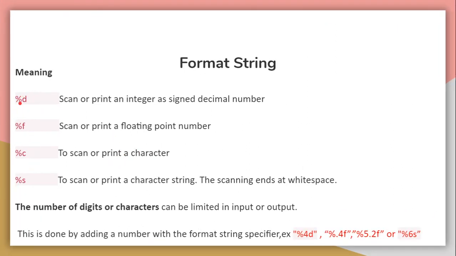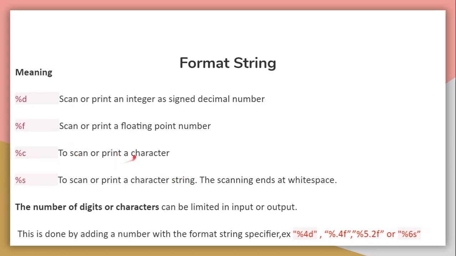So what is %d? %d is to scan or print an integer as a signed decimal number. And what is the use of %f? That is for a floating point number. Both are used in scanf and printf. %c is to scan or print a character. And %s is to scan or print a character string. You all know that a string is a group of characters. Examples are your name, your register number, your place, your department name; all are examples of strings.